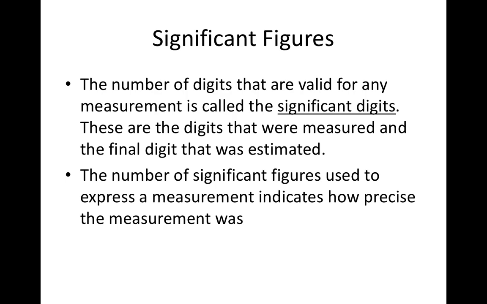The number of digits that are valid for any measurement is called the significant digits. These are the digits that were measured and the final digit that was estimated. The number of significant figures used to express a measurement indicates how precise the measurement was.